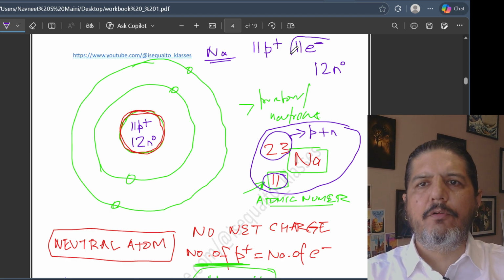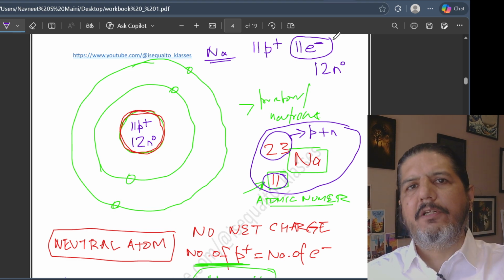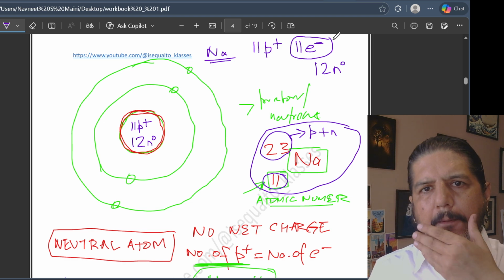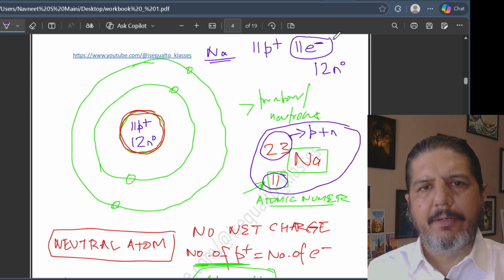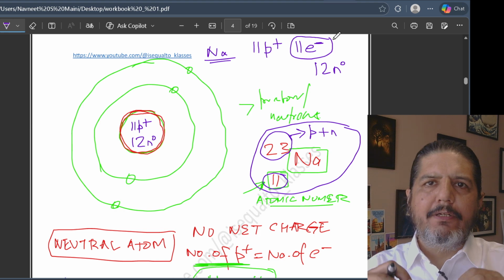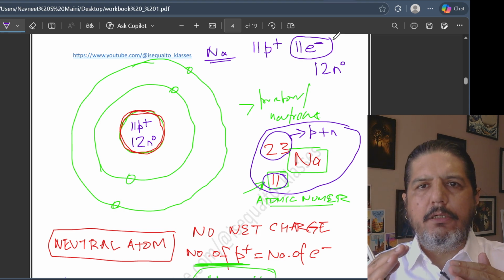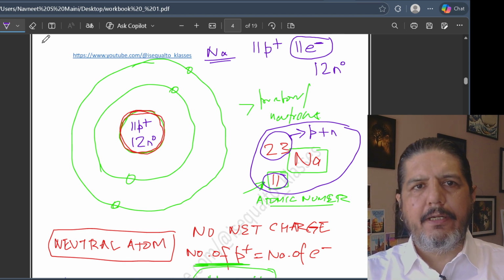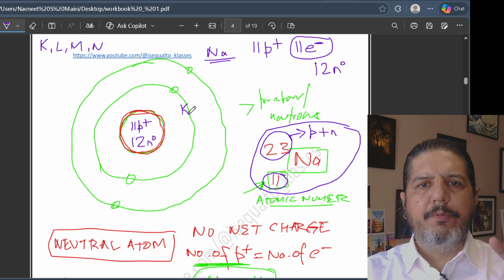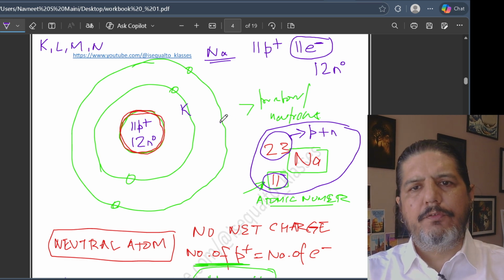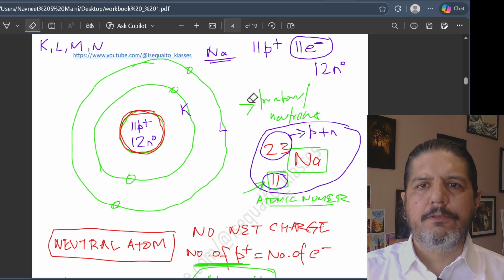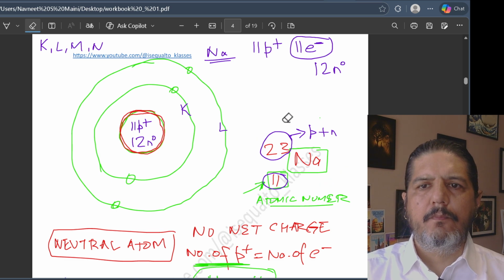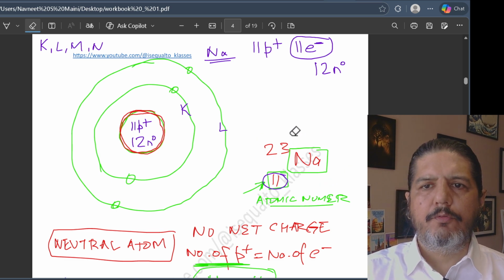Now these 11 electrons have to be put in the shells around the nucleus in the sodium atom. Now, how do I put the 11 electrons? Again, there is a rule for putting the electrons in various shells. Incidentally, the shells are named K, L, M, N. The first shell would be K, the second is L, then there would be a third shell. Let me make some space.